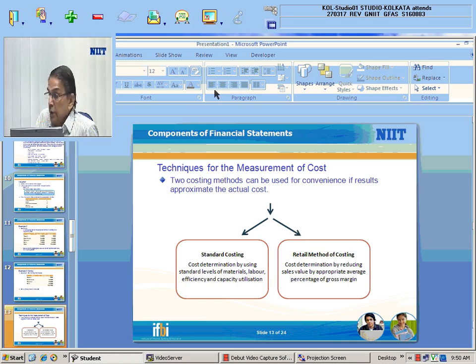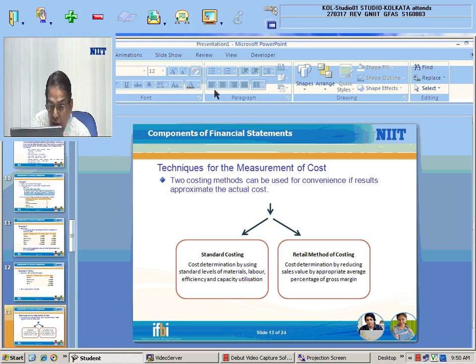That is called the retail method of costing. In the retail method of costing, cost determination is basically working backwards. You look at the retail sales value of the particular item or inventory, and reduce it by the average percentage of gross margin that is earned on that particular item. So that is called the retail method of costing.